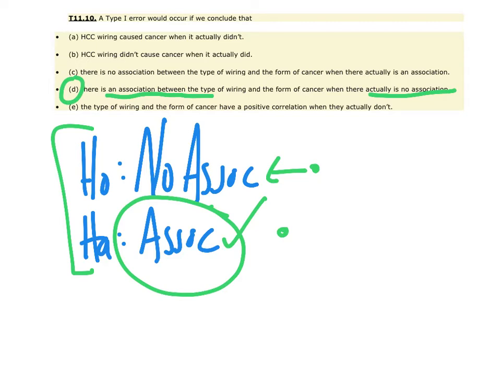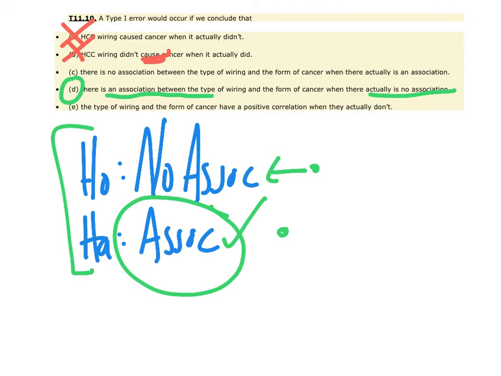Letter A, HCC wiring causes cancer. First of all, one thing to really highlight here, you can never say a cause and effect. Remember, cause and effect implications are only possible if an experiment was imposed. There was no treatment, there was no experiment. You never can say that if it's an observational study. Letter B, HCC wiring didn't cause cancer. Again, they're using this cause thing. There was no treatment? We don't know.